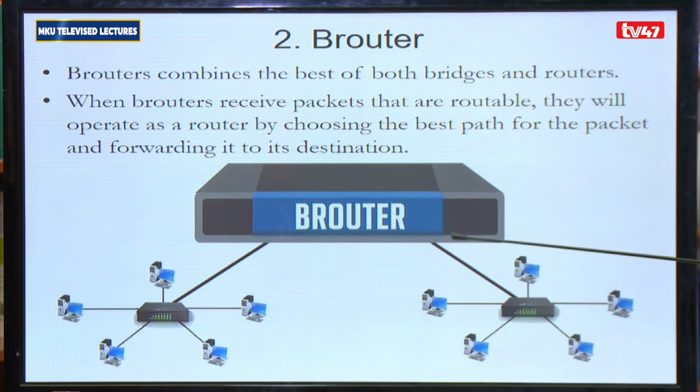And that way, it will be able to direct the data packets to a particular direction, depending on which route is best, which route is most suitable for a particular transmission. So it will either act as a router or as a bridge, depending on the data packet that it receives. If it receives a packet that is routable, it will choose the best path. Otherwise, it will act as a bridge by forwarding it to this segment or not, depending on what it receives. That is the brouter, which acts as an internetworking device.